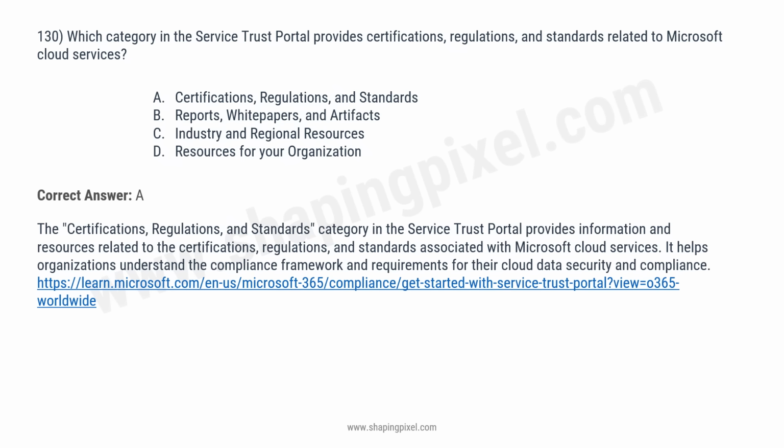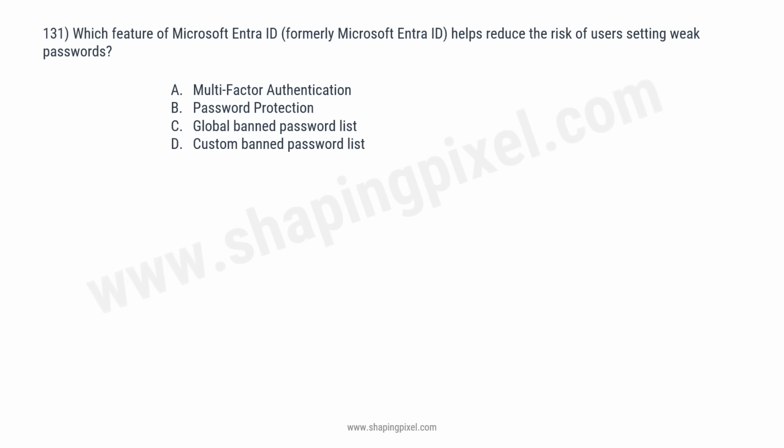So let's jump on to the next question. Question number 131. Which feature of Microsoft Entra ID helps reduce the risk of users setting weak passwords? The options are multi-factor authentication, password protection, global banned password list, custom banned password list. So the right answer here is option B, password protection.